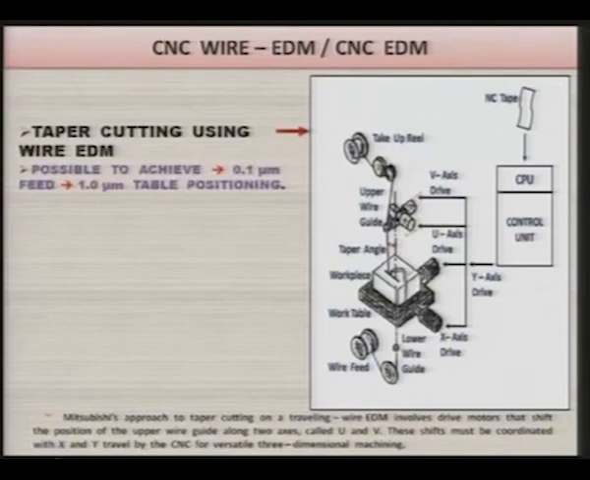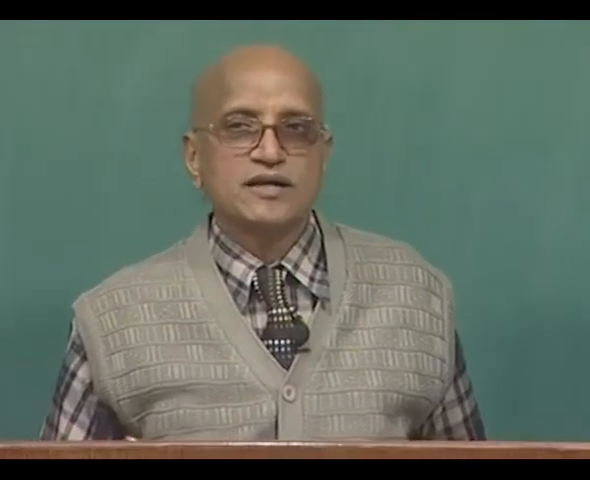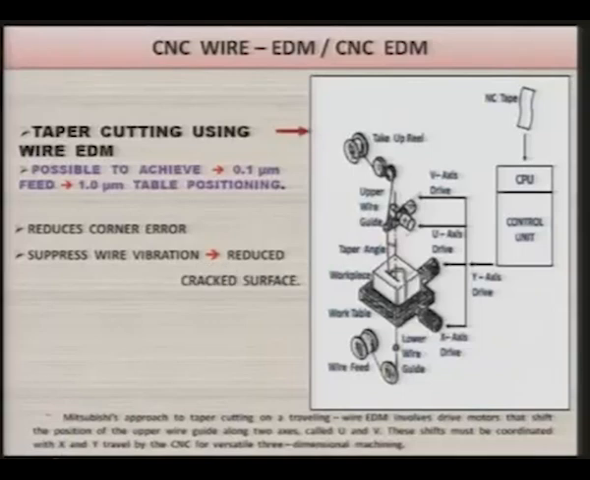Here in case of wire EDM, it is possible to achieve 0.1 micron feed rate and 1 micron table positioning accuracy. All this depends upon the type of the system you have and the kind of money you are investing with the different kinds of features in the machine. Another point is it reduces corner error and it suppresses wire vibration, and if wire vibration is suppressed, then you get a reduced cracked surface.